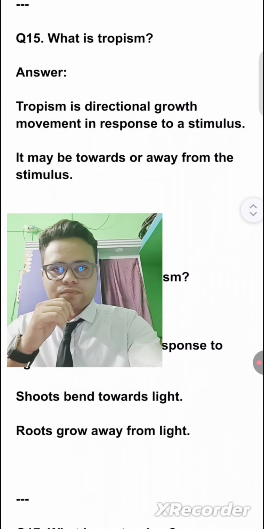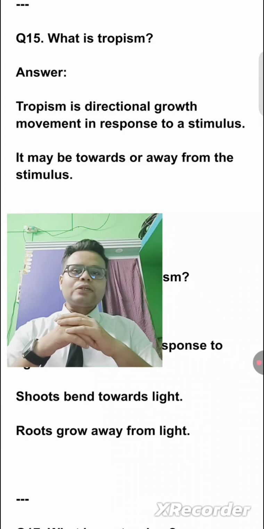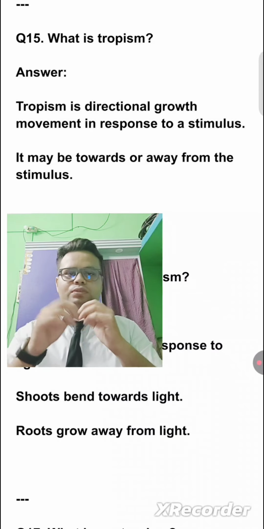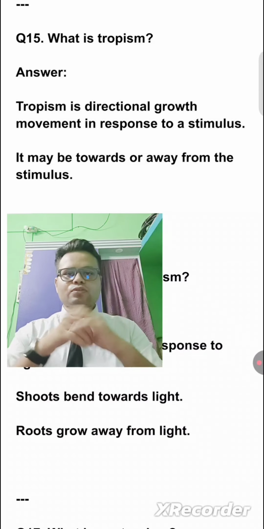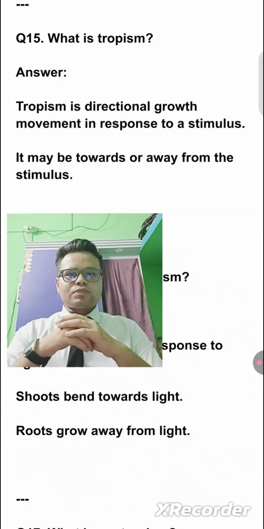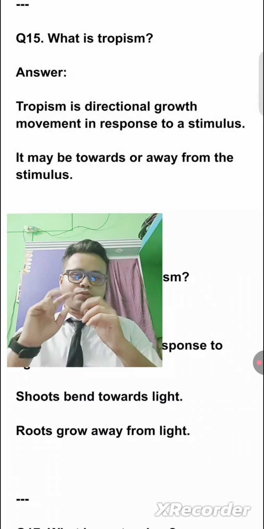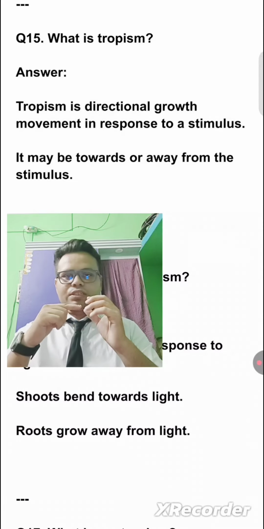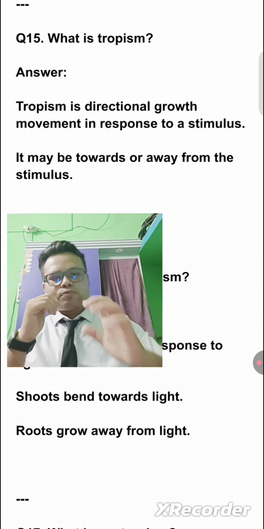After that, what is tropism? Tropism is the directional growth movement in response to a stimulus. If you're talking about tropism, it is a directional growth movement in response to a stimulus. It may be towards or away from the stimulus. Both things are included there.